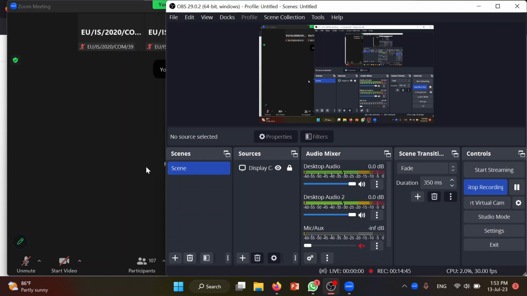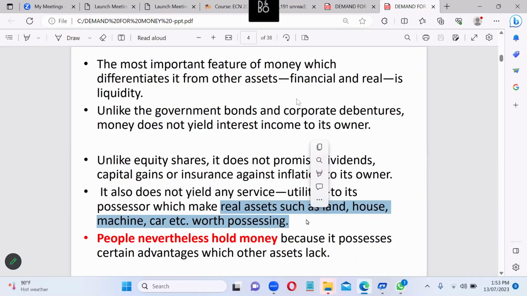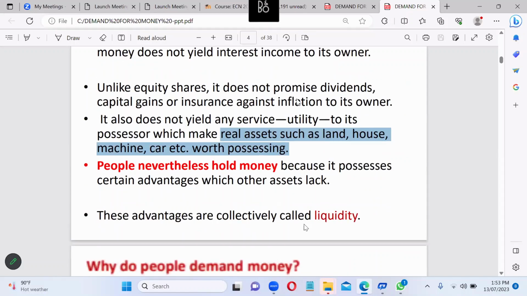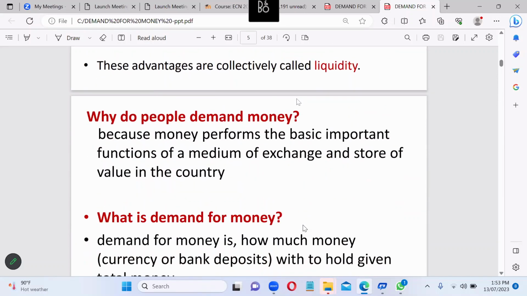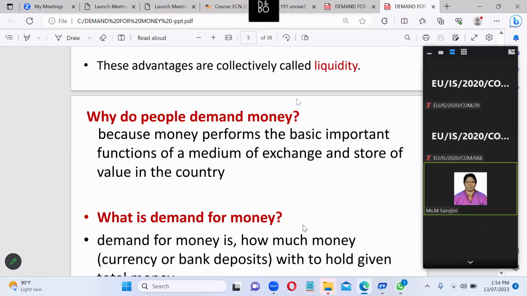They are willing to purchase some land, house, as well as machine and car or work process. And why do people demand money? Why do you all want to hold money? Students, tell why you all need money. You are holding it in your purse. You are holding some amount of money for some purpose. Why are you holding that?